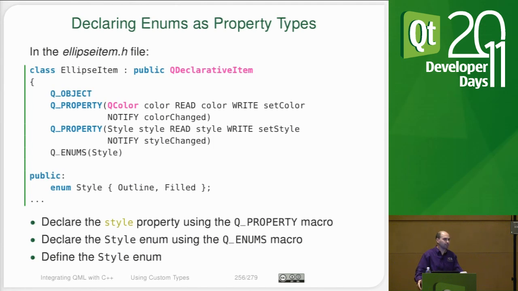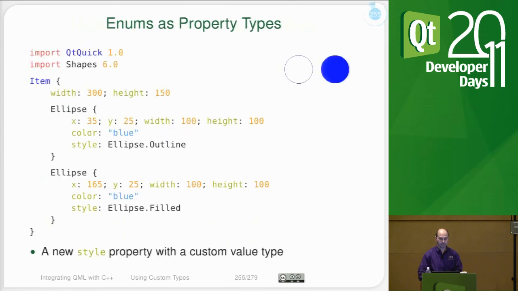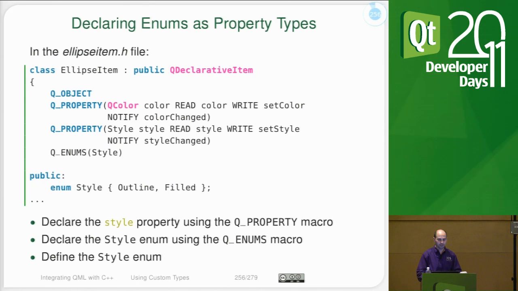an enum called style. It is then going to make a map of the string name of the enum to the constant integer, and keep that map so you can convert to and from string. And that's the same exact functionality that QML uses to convert your outline and filled to ellipse.outline and ellipse.filled. These aren't 0 and 1, they're actual strings. So once you use the Q_ENUMS macro, you can use style as a type in a Q_PROPERTY macro, and this just works.